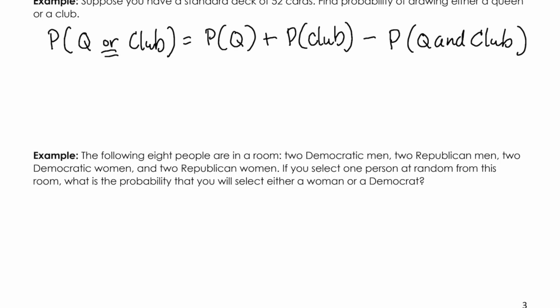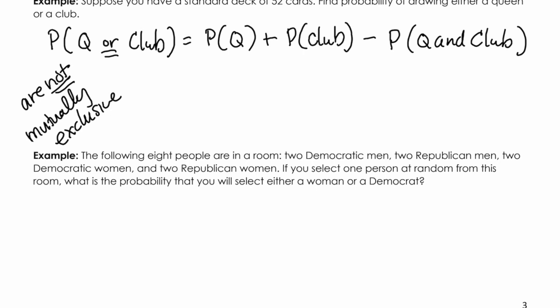So the question is, are these events mutually exclusive? Can I get a queen and a club at the same time if I pick a card from a standard deck of 52 cards? The answer is yes. I can pick a queen and a club at the same time. So these events are not mutually exclusive, because we do have some overlap. You can have a queen and a club at the same time.